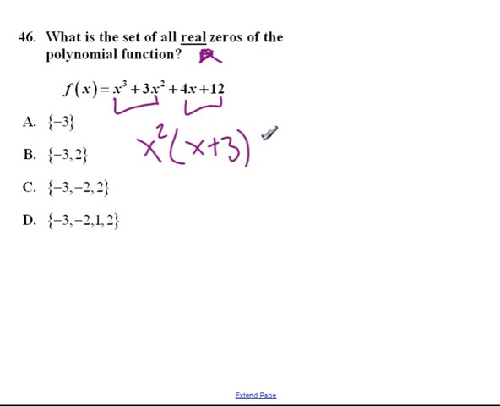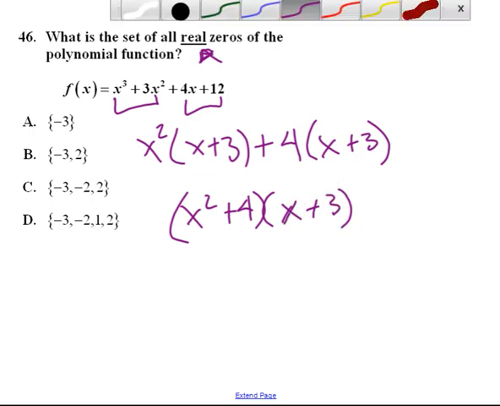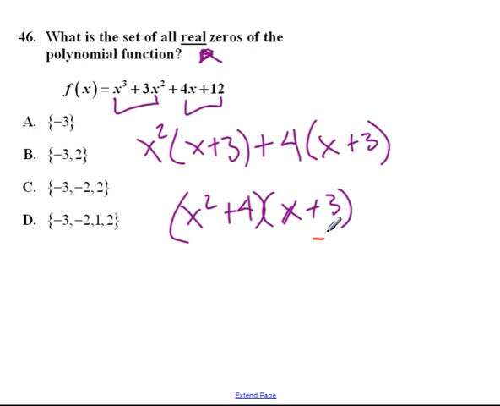Bring that plus sign down because we always take it with us, and 4 and 12 got a 4 in common, and guess what? X plus 3. So x squared and 4 are going to become a parenthesis group on their own, and then x plus 3 is going to be a parenthesis group. So at this point I know that one of my solutions is going to be negative 3, but hey, everybody's got a negative 3, so I've got to decide what's going on with this guy here.